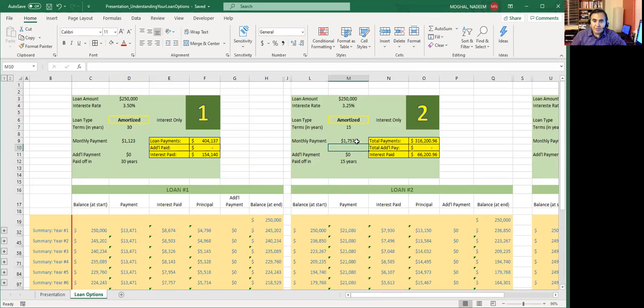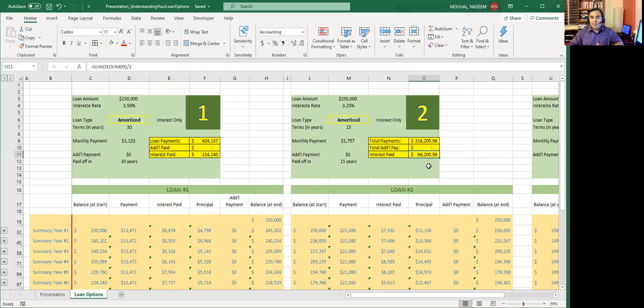Your payments are much higher. But by the time you are done with the loan, you have paid a total of $316,200. Whereas if you are paying it over 30 years, you would have paid $404,137 by the time you're done with all 30 years of payment, which means in this case, in case of loan option 1, you'll have paid a total interest of $154,000. Whereas in case of option 2, you'll have paid about $66,000 in interest.